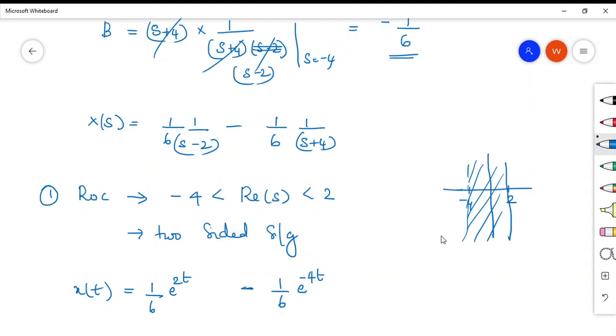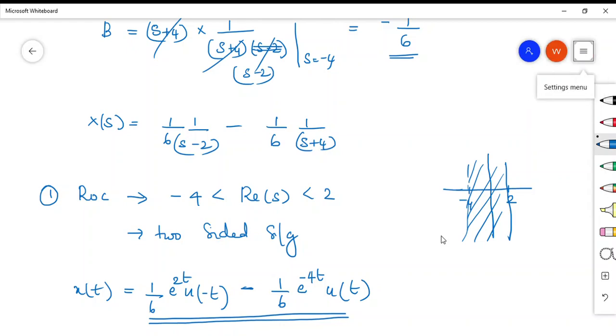So here 1 by 6 e raised to 2t will have the term u of minus t, and this will have the term u of t. So this is the inverse Laplace transform in the first case, that is when the ROC is a strip.